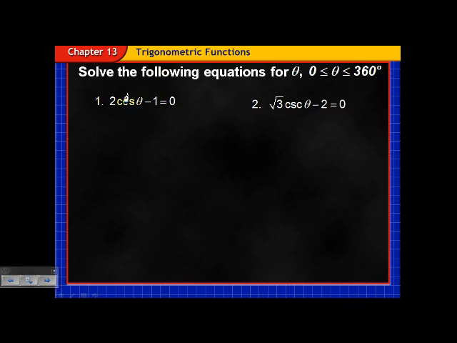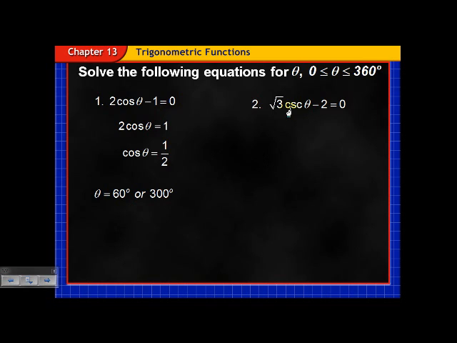All right, we want to get the cosine of theta by itself, so we're going to add 1 and then divide by 2. Now this is looking a lot more like our trig equations that we've been working on so far. So we're going to try to think about where is x a half, because remember the definition of cosine is x. So thinking about your unit circle, where is x a half? Well, that's at 60 or 300.